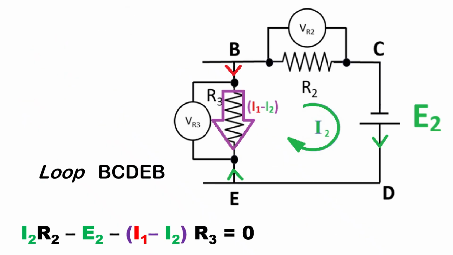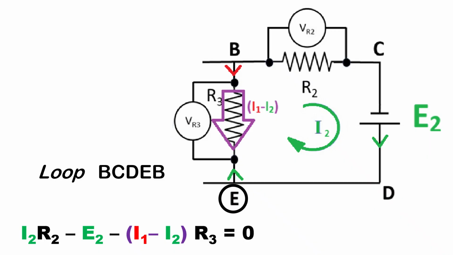Similarly, for the loop B, C, D, E, B, let us start from the point B. If we travel from B to C across the resistor R2, the potential drop is equal to I2 multiplied by R2. It is to be noted that the direction of the current is aligned to the loop, hence positive. Now, if we travel from C to D, we touch the negative terminal of the cell E2 first. That's why we need to mark E2 as negative. Then, on the way from D to E, nothing is present.